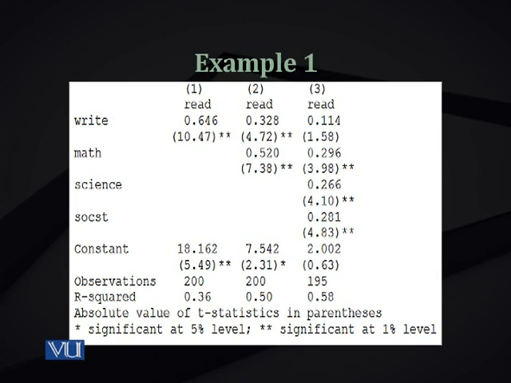On the left side, you are seeing right, maths and science, social studies, etc. and constant. This is the intercept. So these are the list of independent variables. So the first value is 0.646. This is the value of the coefficient. As you see, below this value, you have 10.47 in parentheses. This is the t statistic.